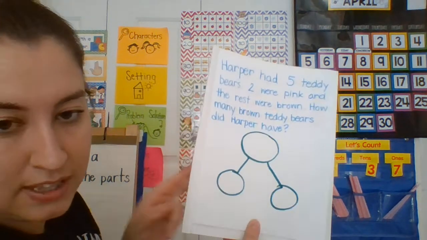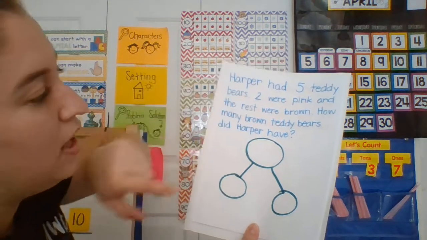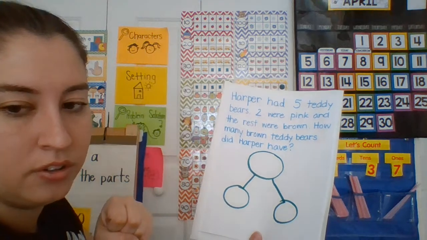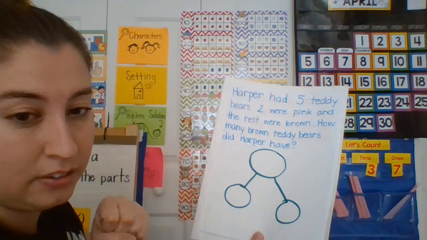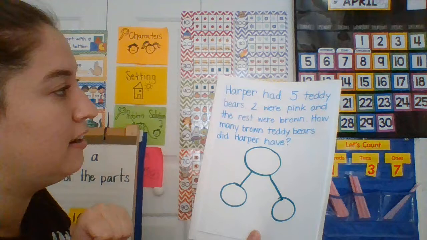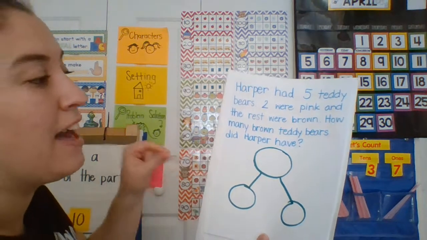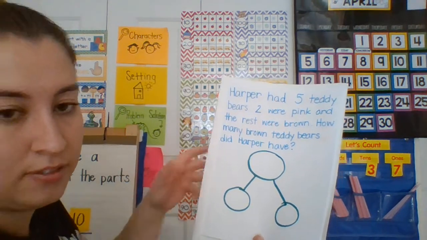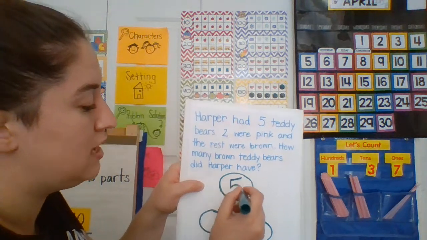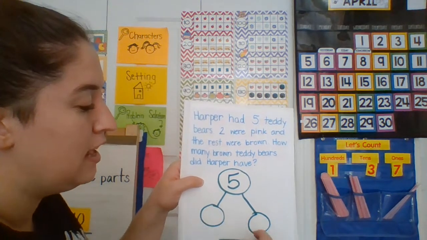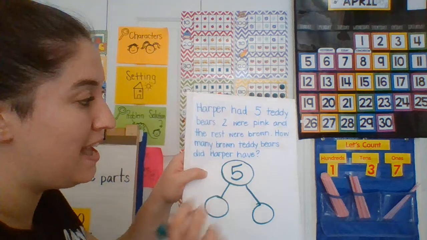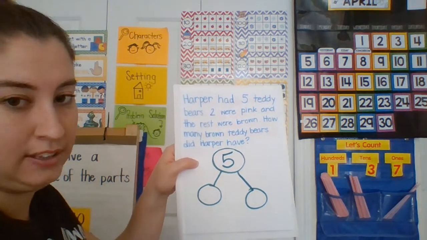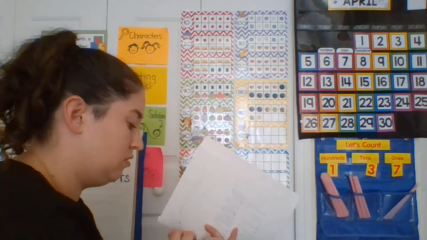And we've seen this guy before, right? This is our whole. How many teddy bears does she have all together? She doesn't have 7. How many teddy bears did it say she had? Harper had 5 teddy bears. So how many teddy bears does she have? 5. That number goes here. So that means these two numbers have to add together to make 5. Okay, we weren't adding 5 and 2.